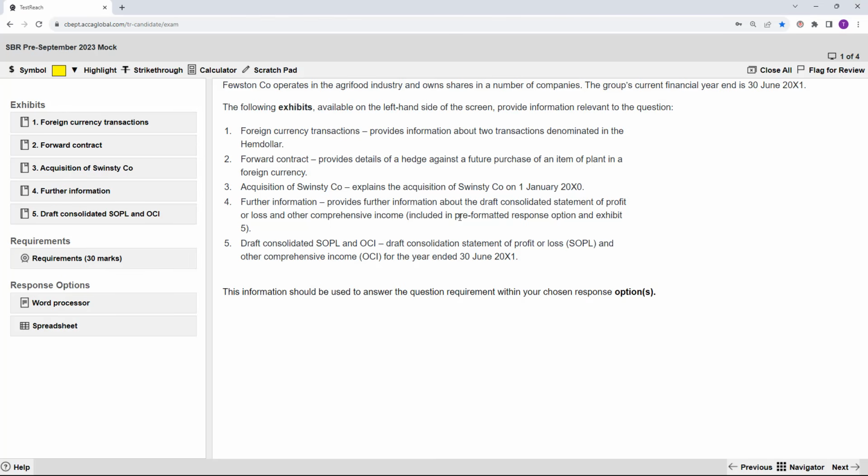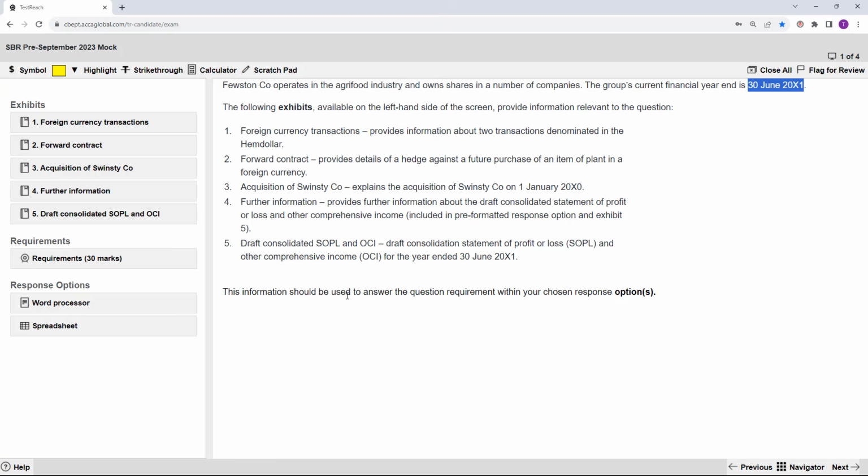Question 1, Fewston. Let's have a go at this question. And this is where we start, at the beginning. The opening information blurb here, I don't think there's a lot that you need to pick up on. Your year end is 30 June X1, and that's important. You've got exhibits, and there are 5 of them. I haven't got the brain space to open them all up and read them all.